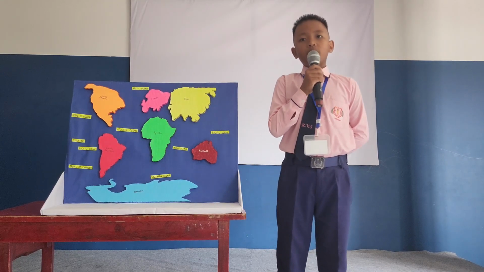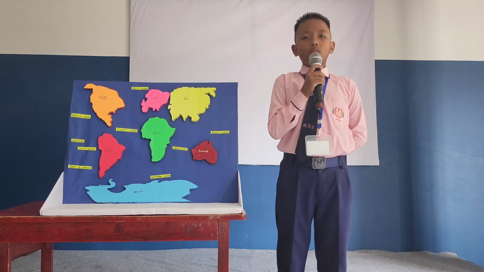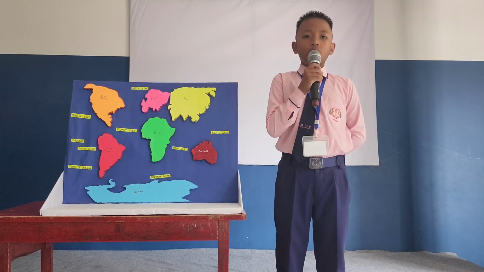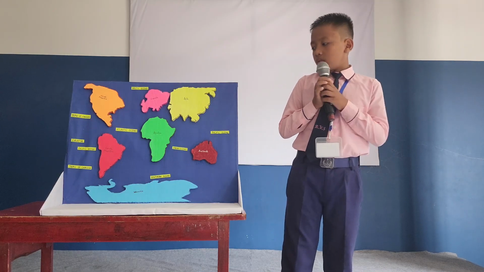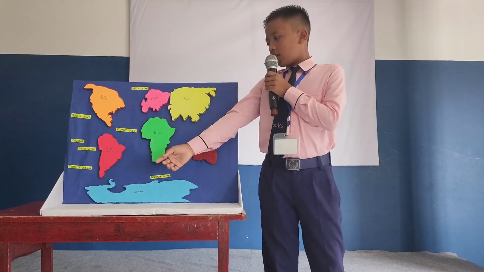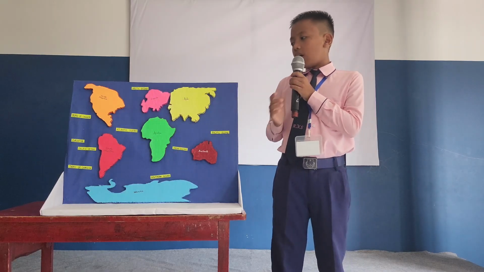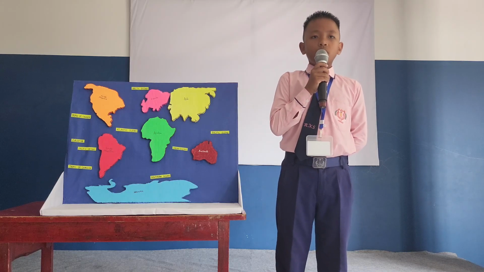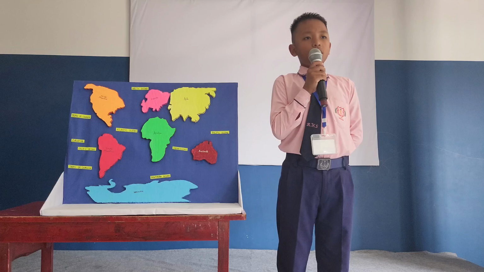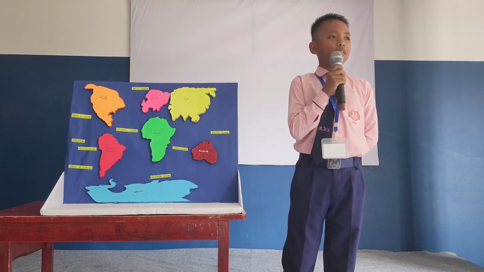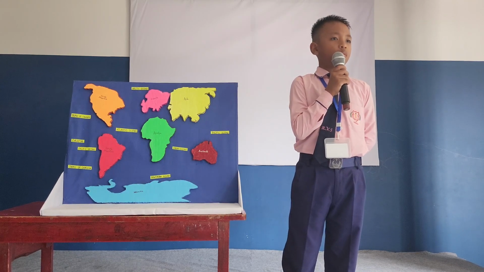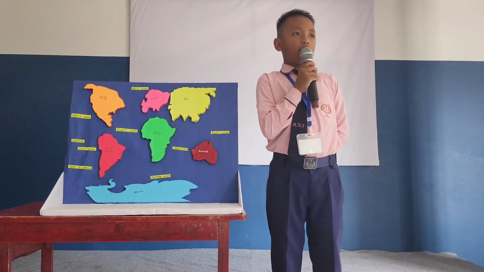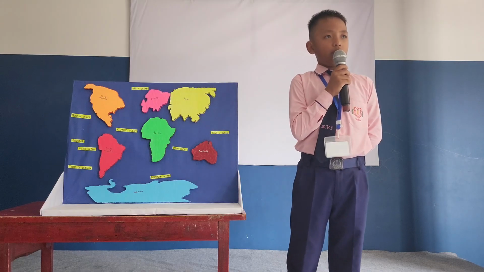Pacific Ocean. Pacific Ocean is the largest and deepest ocean on the earth. It is surrounded by North America, South America, Asia, and Australia. It covers over 1/3 of the surface of the earth.